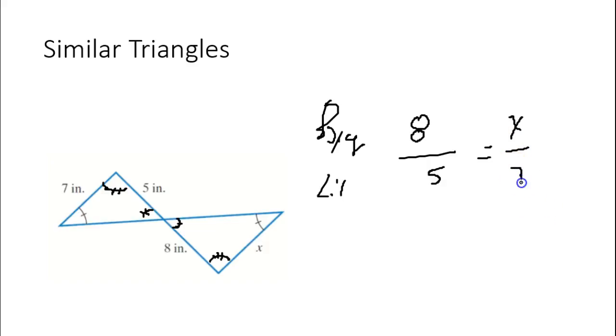So what would I do? I would simply cross multiply. 8 times 7 is 56. 5 times x is 5x. Divide both sides by 5. I'm going to have to get my calculator out.